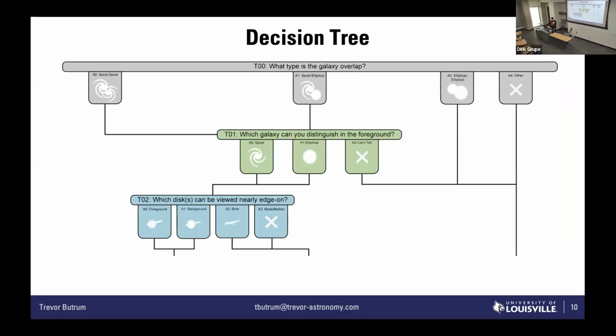For my actual workflow, I did a decision tree similar to actual Galaxy Zoo projects. This decision tree is highly flawed, I will say.